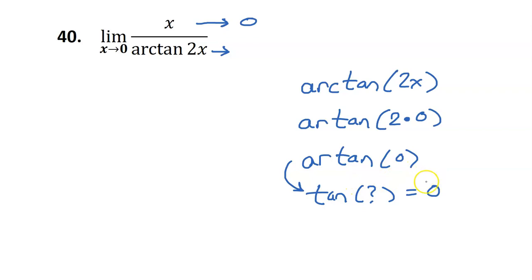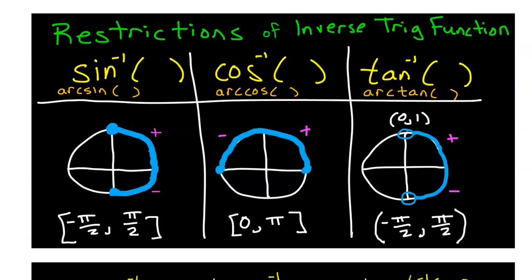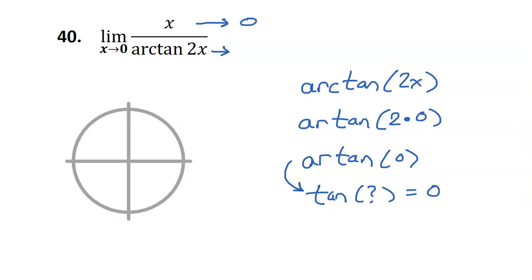And we do have to keep in mind the restrictions. Arctangent is limited to the interval between negative pi over 2 and positive pi over 2. So we have to stick over here on the right side of the unit circle. So I ask you again, the tangent of what angle is equal to 0? Well, I submit to you that the little question mark would have to be 0 itself. So in other words, the tangent of 0 is equal to 0.